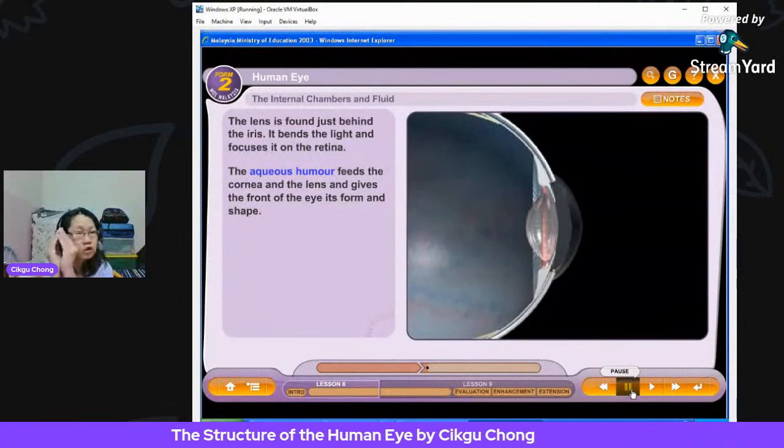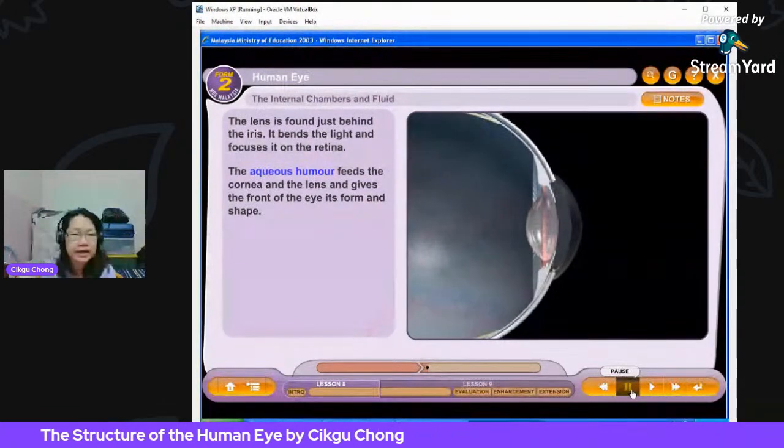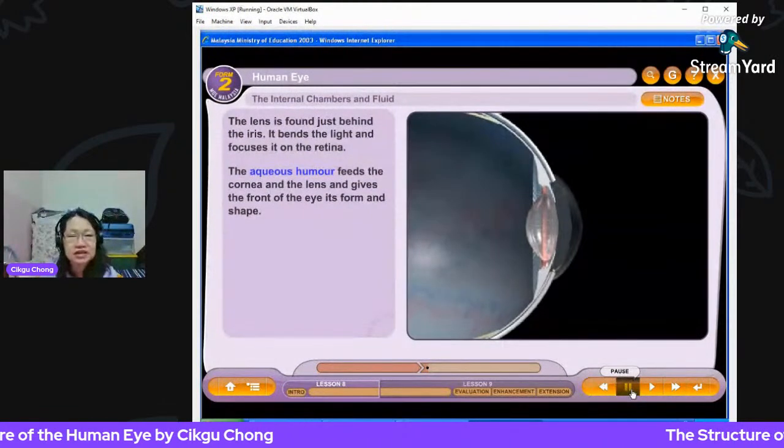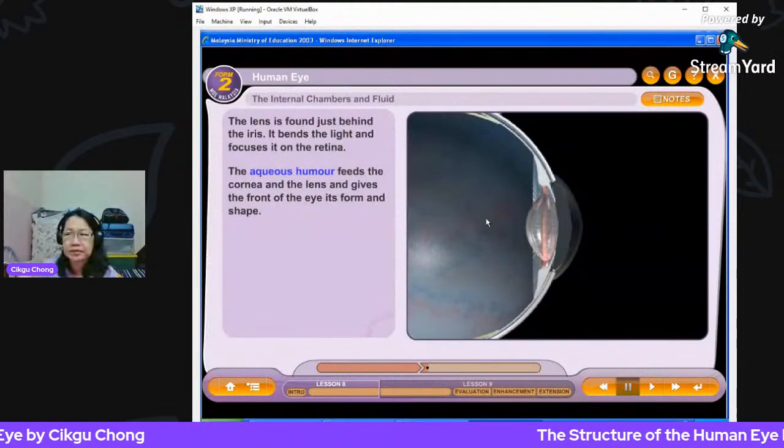You don't need to do anything. It's actually a reflex action. Okay, it is actually involuntary. You cannot control it. Now look at the liquid here.